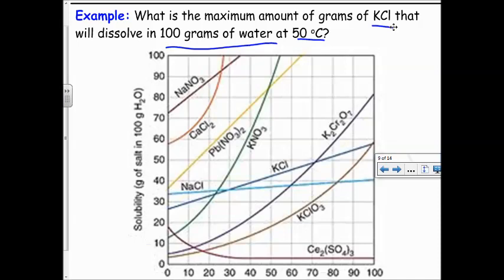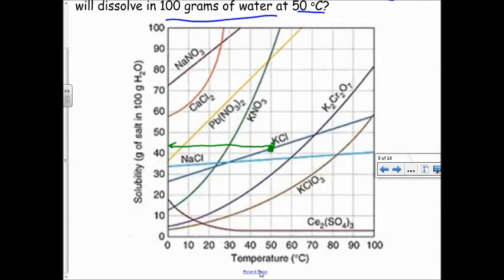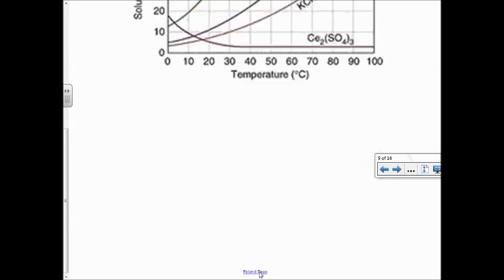So all we have to do on this one is go through, find 50 degrees Celsius on our x-axis. We go up to KCl. We draw our line over. And you get an answer of about 42 grams per 100 grams of water. Or for those of you that went through and did it by solving this, that's awesome. You'll see there are about 42 grams; if you got 41 or 43, I'm not going to be picky.